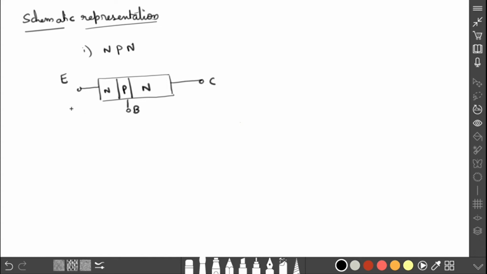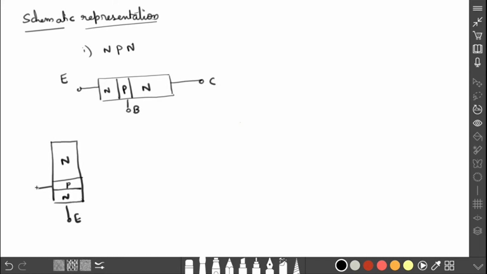All right, the same diagram I am going to draw in the vertical direction. This is in the horizontal direction, and I am going to draw it in the vertical direction. So now you see, this is the emitter part, and then P, which is smaller in size, and then this is N.